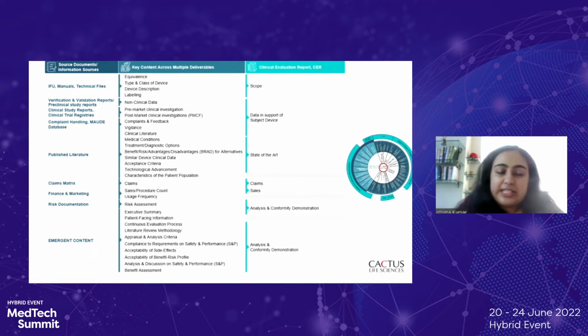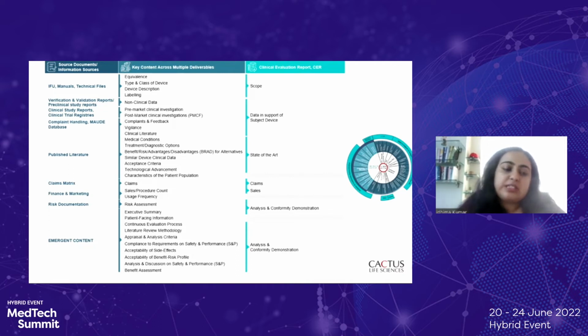The next thing is claims. So we get the claims matrix as our source from where we get the claims that we substantiate in the CER. There's information from finance and marketing. The sales part of it goes into the CER. The usage frequency part of it potentially feeds into the PSUR. We have risk documentation, the risk assessment reports that help us analyze the information.